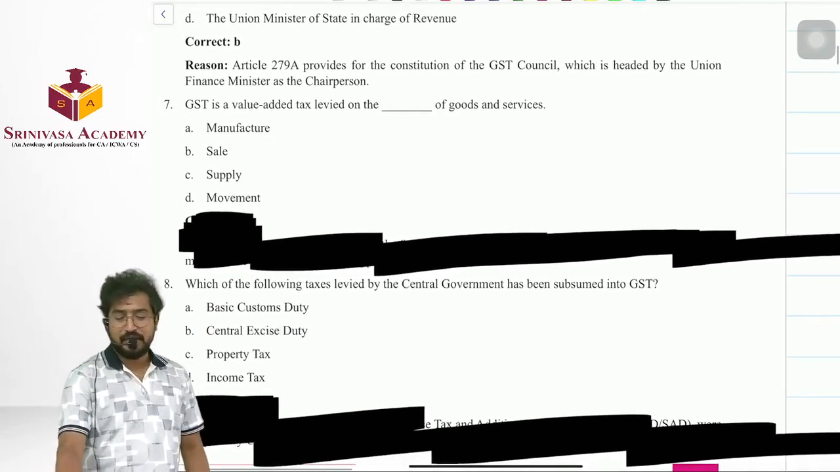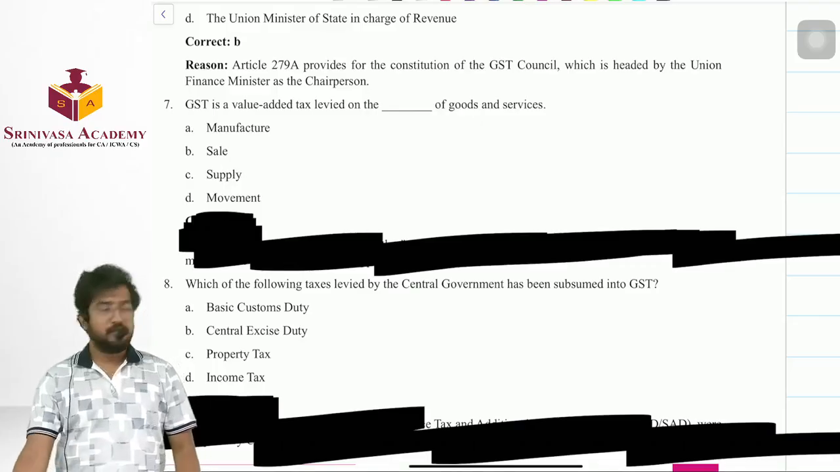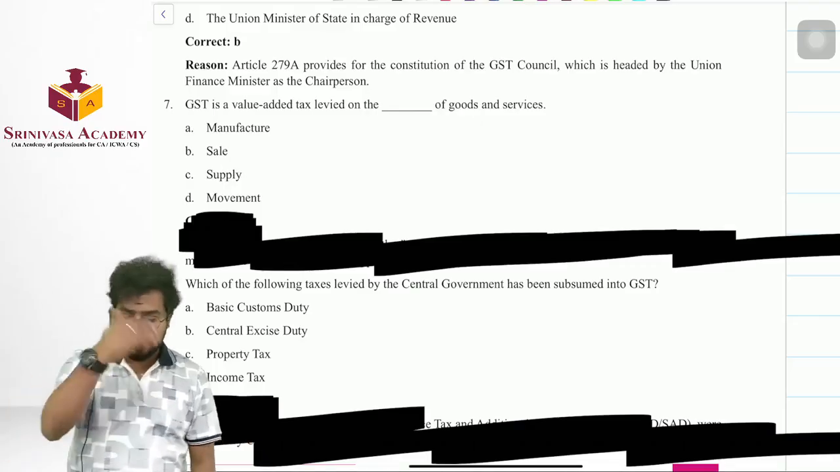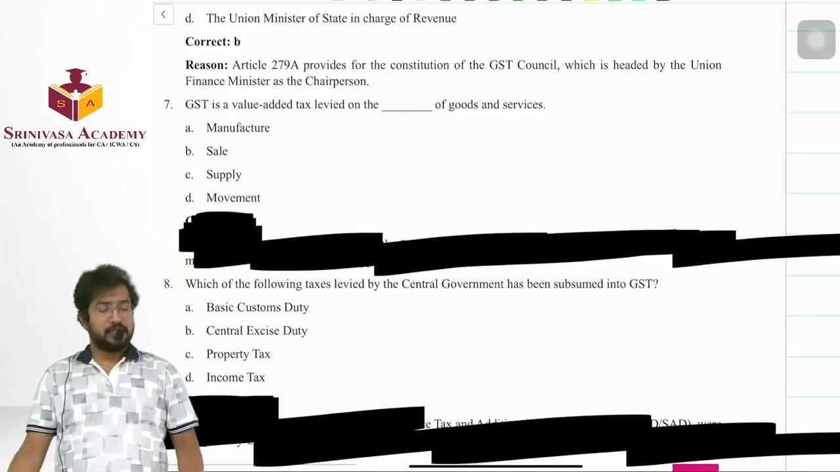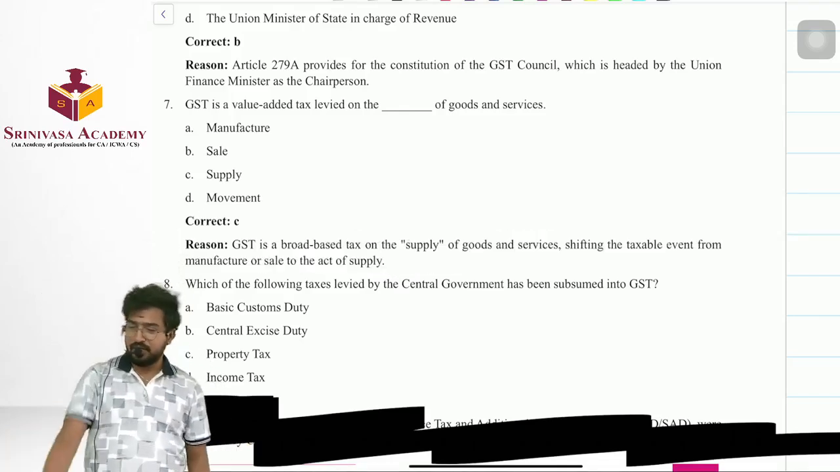GST is a value-added tax levied on the dash of goods and services. When will GST come into picture? Manufacturer, sale, supply, movement. Supply. Option C. Very good. Online students, now they woke up.